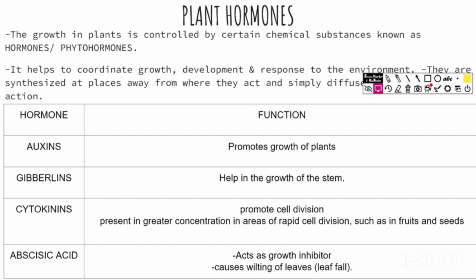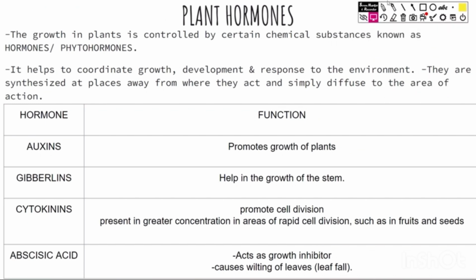As we know that hormones are chemical substances which are also seen in animals, we also have some plant hormones which are again chemical substances which are found in the plants. Now what is the function of these hormones? These hormones coordinate the growth, development and response to the environment in plants. So they are responsible for all the control and coordination in plants. Plants do not have a nervous system, but they do have some hormones.